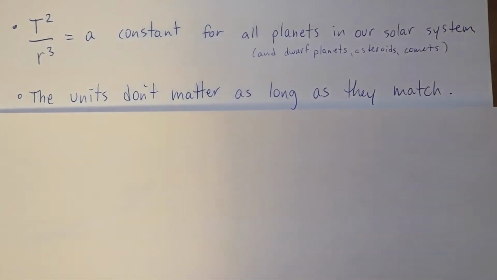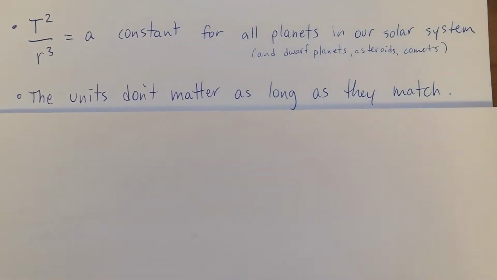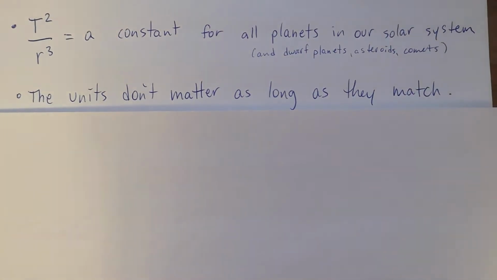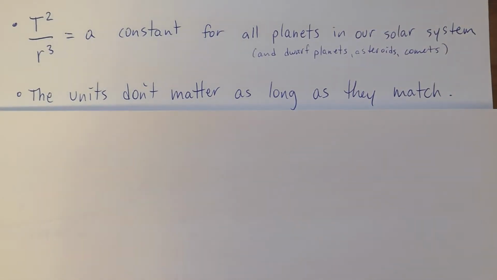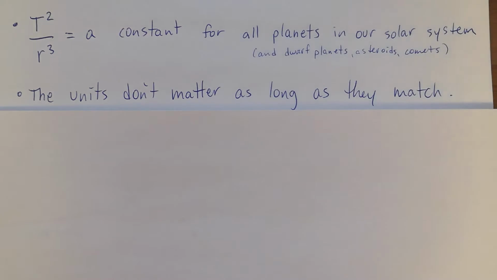All right, now we're going to get into the good stuff with Kepler's third law. I just want to remind you what it is. T squared over r cubed equals a constant for anything orbiting the same bodies. I'm just going to focus on planets now. So T squared over r cubed equals the same number for all planets in our solar system, anything orbiting the sun, so that includes dwarf planets, asteroids, comets.